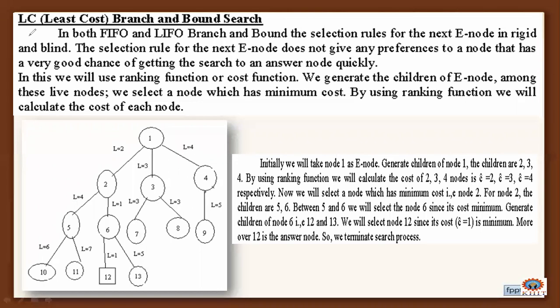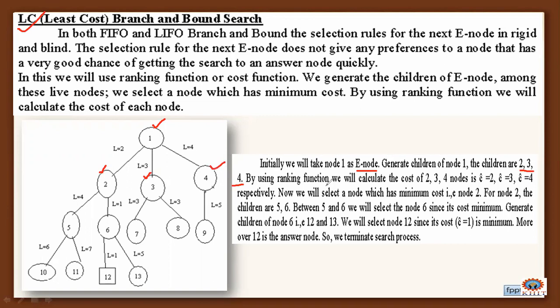Now let us talk about least cost search, LC branch and bound search. Initially, we take node 1 as the E-node. Generate the children of node 1. What are the children we can generate for node 1? 2, 3, 4. These children nodes are generated from the E-node initially.